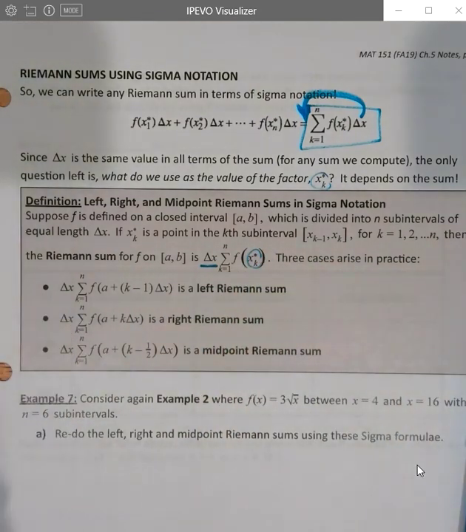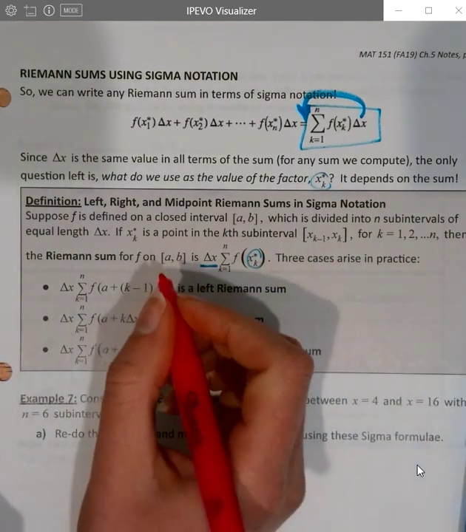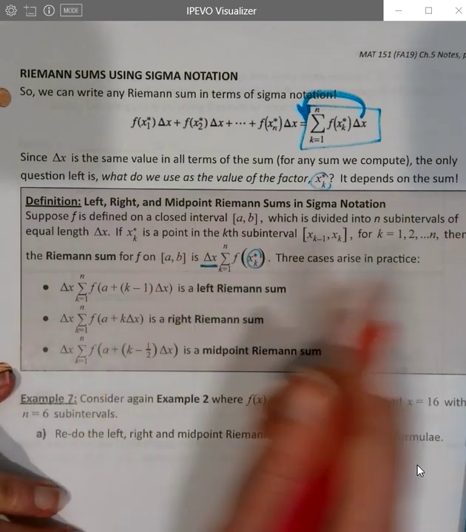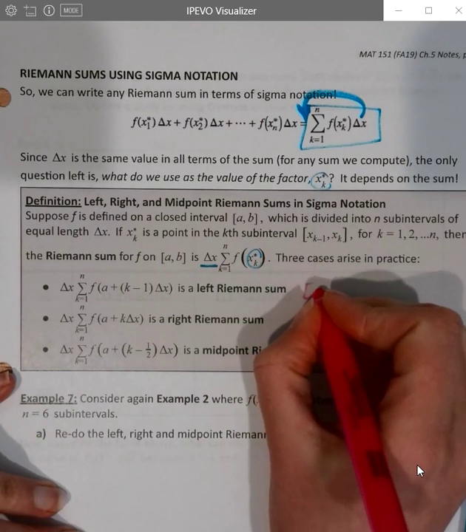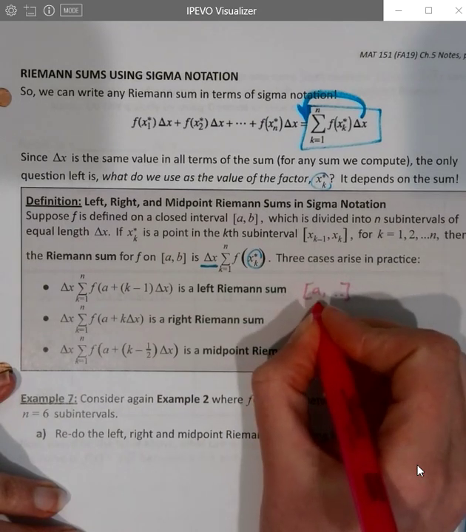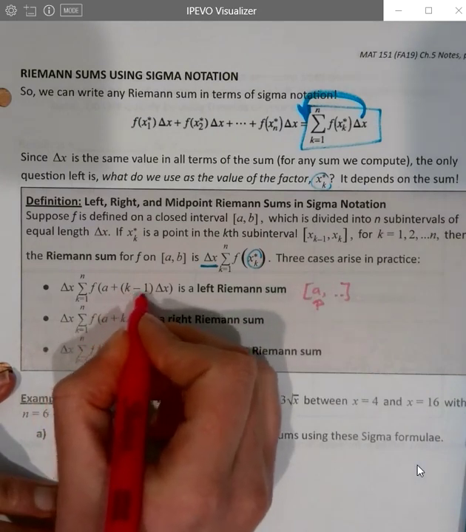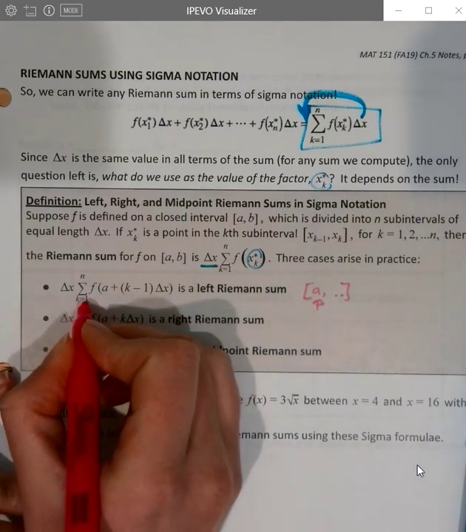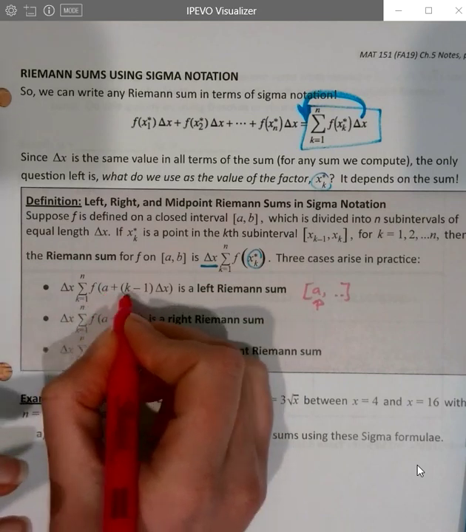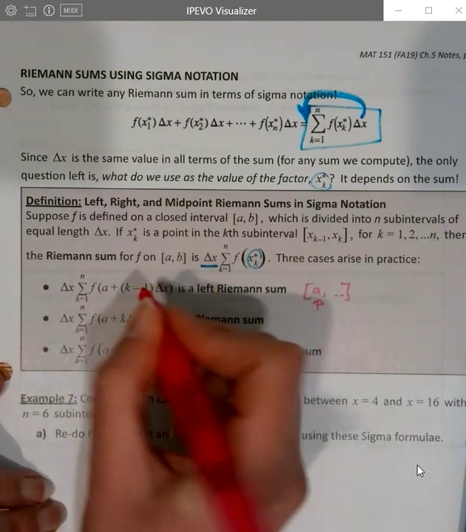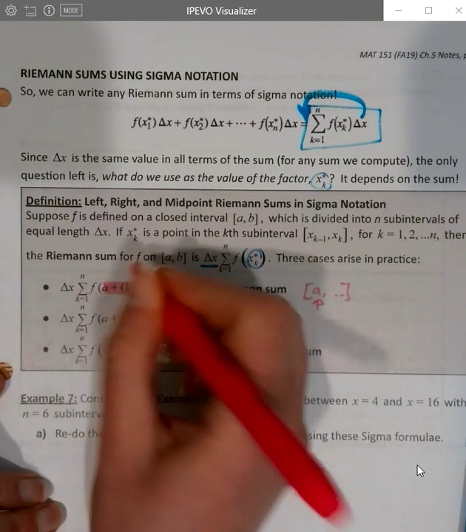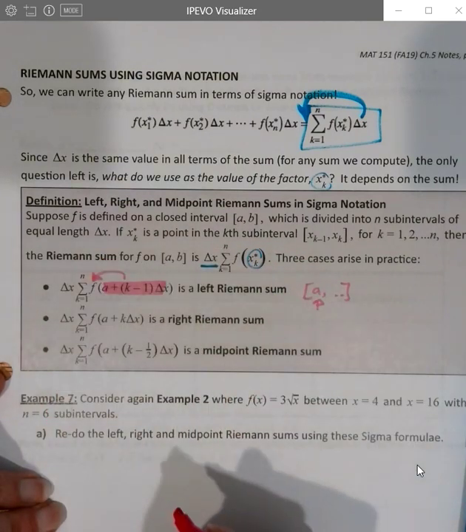So our xk star for the left Riemann sum is going to be a plus k minus 1 delta x. I want to start at a and then go to the next interval, but I want a to be the first one. That's why we have k minus 1 right here, because when you plug 1 in for k, you get 0, and so a is the first point. Then when k is 2, you have 1 times delta x to get to the next one. So that is going to be the thing that gets plugged in to f of x. That is our xk star.